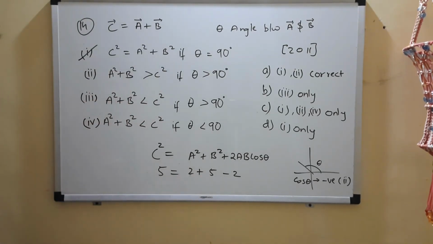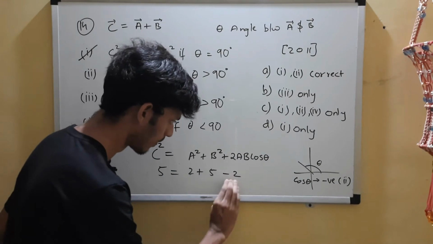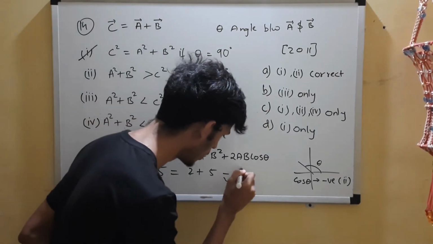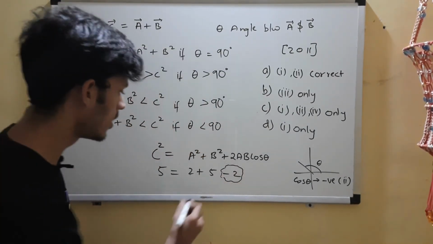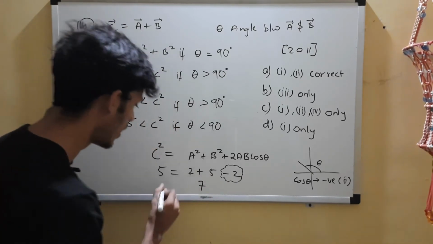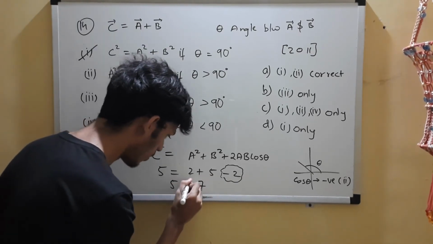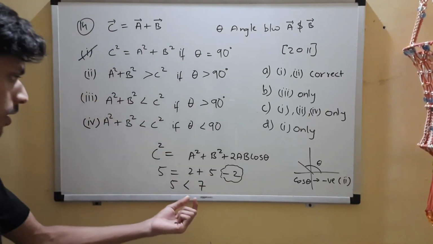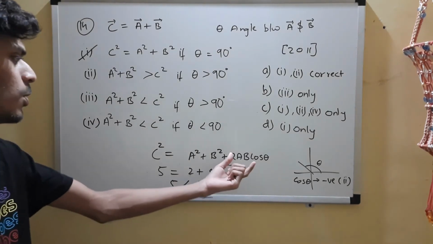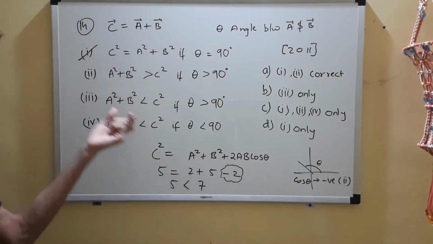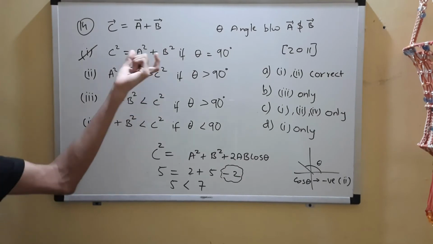5 equals 5. Okay, so what I am going to do is remove this minus 2. You can see that you'll get 7 on this side and you'll get 5. So now the inequality is that 7 is greater, right? So what did I do? I just removed this 2ab cos theta term. That's what is done in this statement as well.